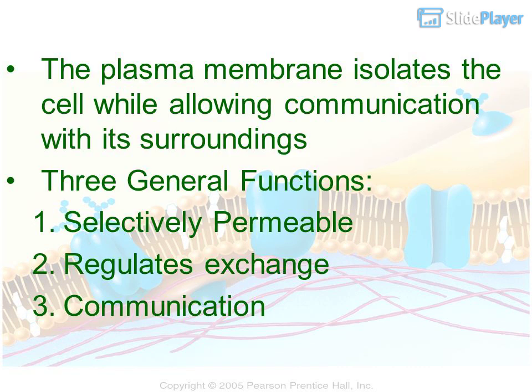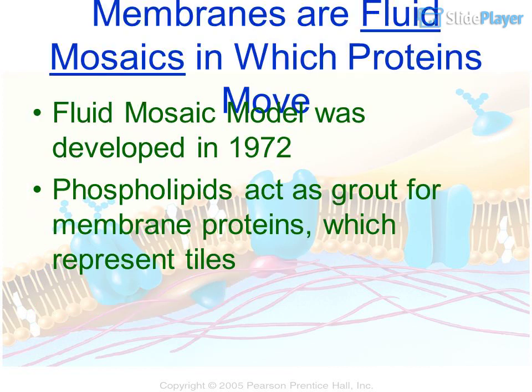The plasma membrane isolates the cell while allowing communication with its surroundings. Three general functions: selectively permeable, regulates exchange, and communication. Membranes are fluid mosaics in which proteins move.